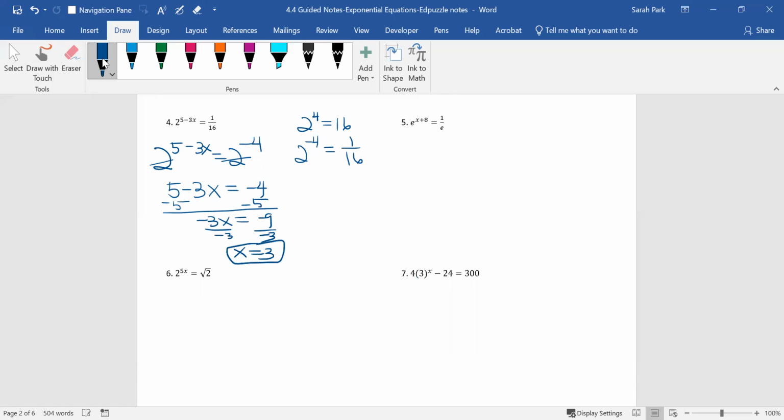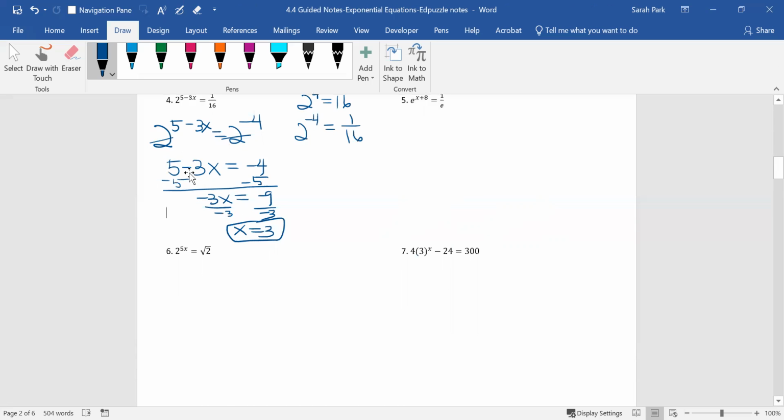Number 5, I would like you to try on your own, and then we'll go over it in class together. Okay, but it's the same idea with 1 over e. Try to write both sides with the same base.